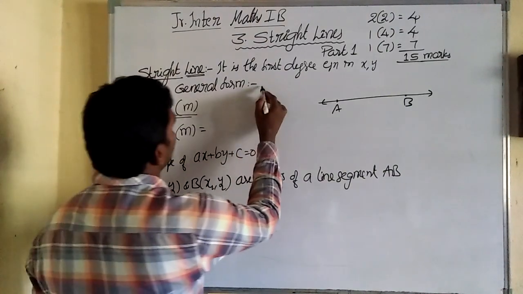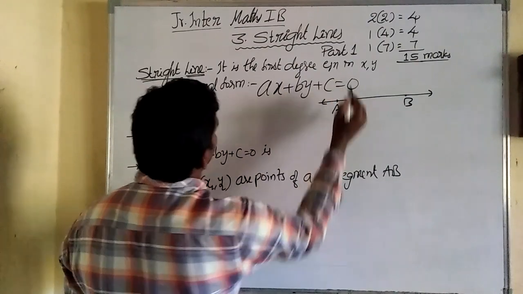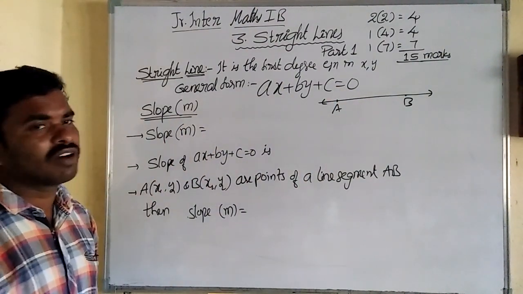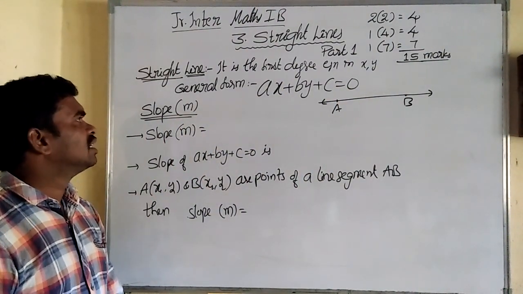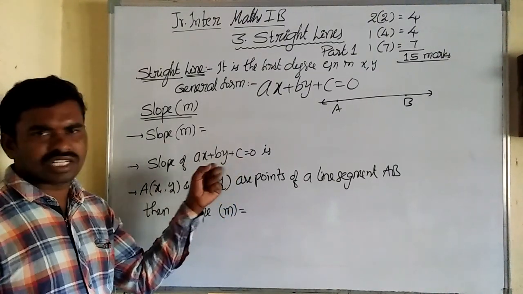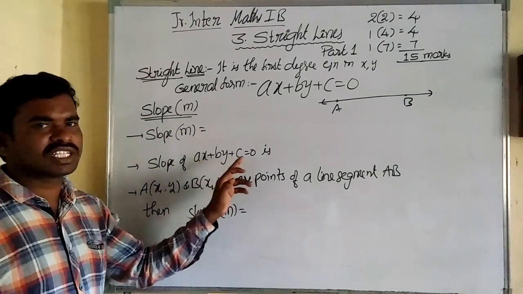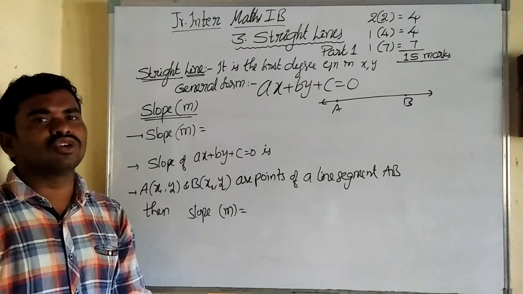So what is the general form? ax plus by plus c equal to 0. So this is the general form of a straight line. Clearly the general form of a straight line is ax plus by plus c equal to 0. So then what is the slope?